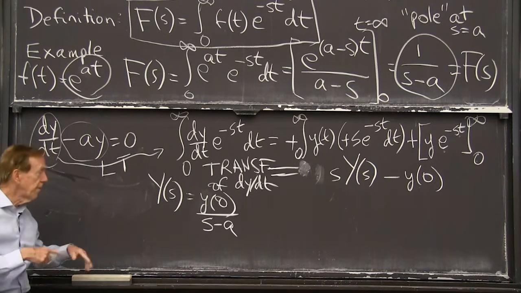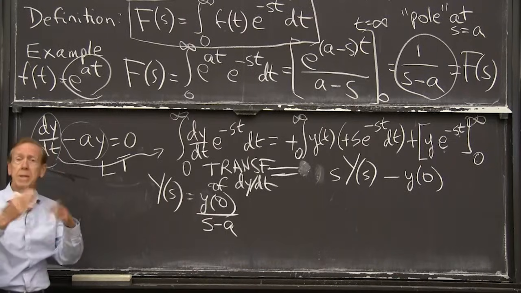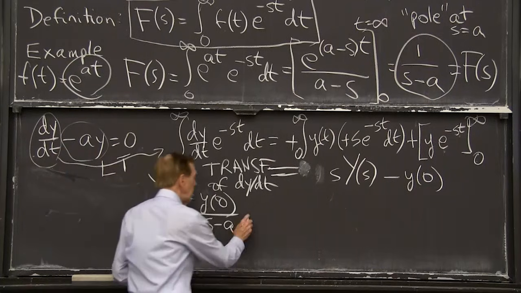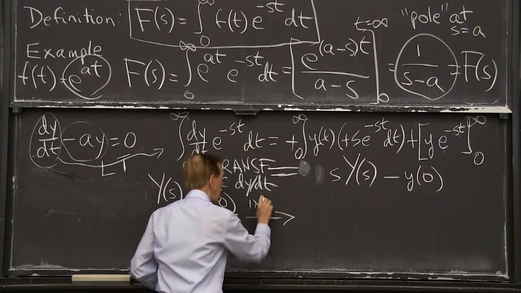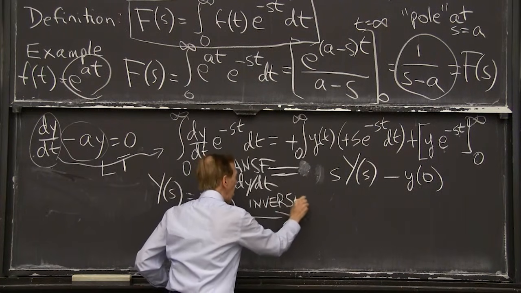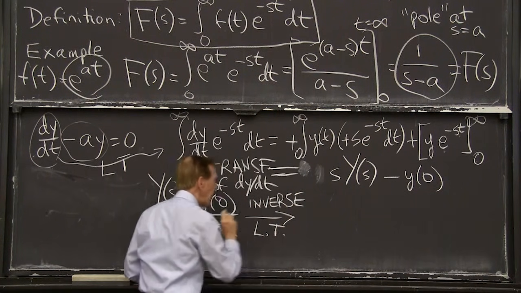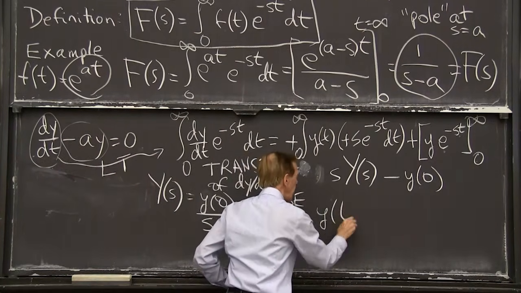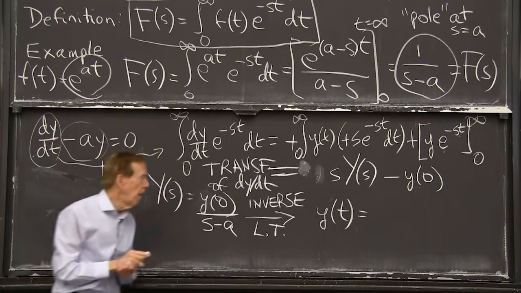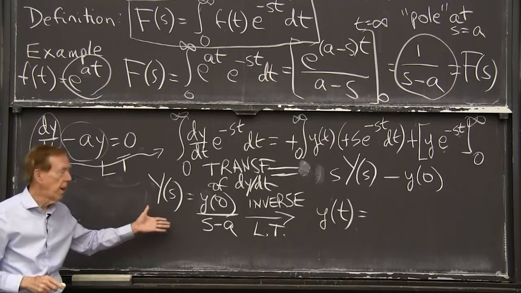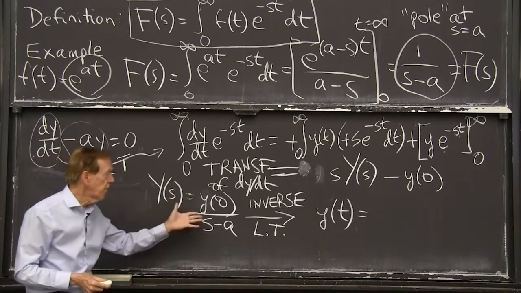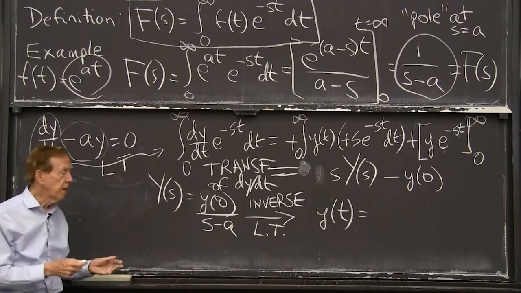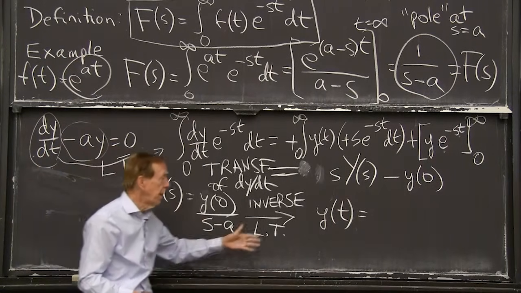Still, we've got the answer, but we're in the s variable, the s domain. I've got to get back, so now this is going to be an inverse Laplace transform. That's the inverse transform to give me back y of t equals what? How am I going to do the inverse transform? So now I have the transform of the answer, and I want the answer. I have to invert that transform and get out of s and back to t.